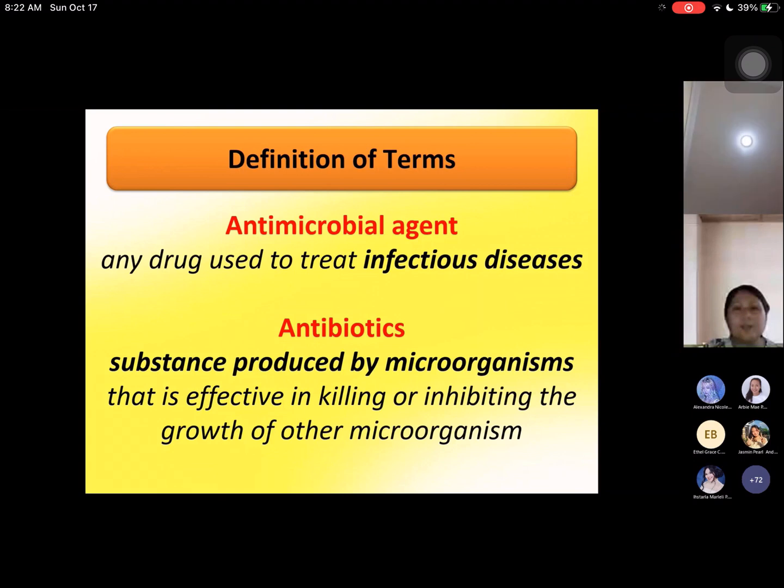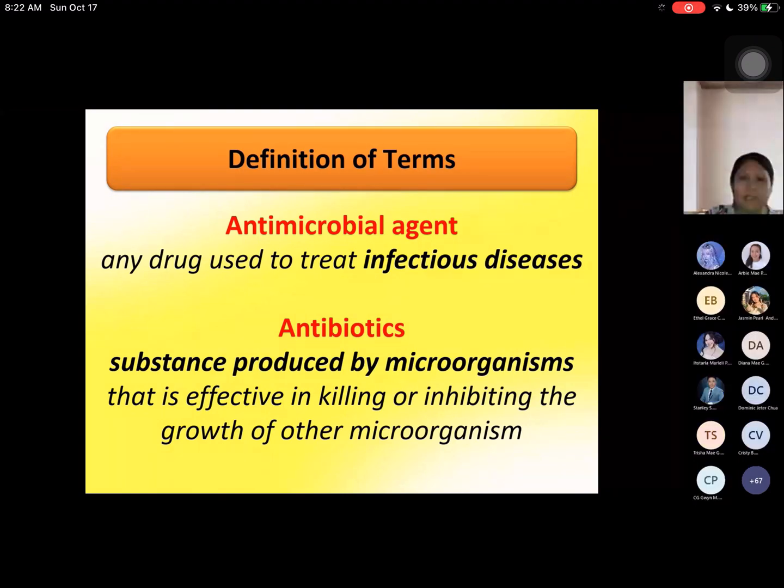Okay, so an antimicrobial agent is any drug used to treat infectious diseases. Antimicrobial agents are further subdivided into antibacterial agents, which usually kill bacteria. And we also have antifungal for fungi, antiprotozoal for protozoans, and antiviral for viruses.